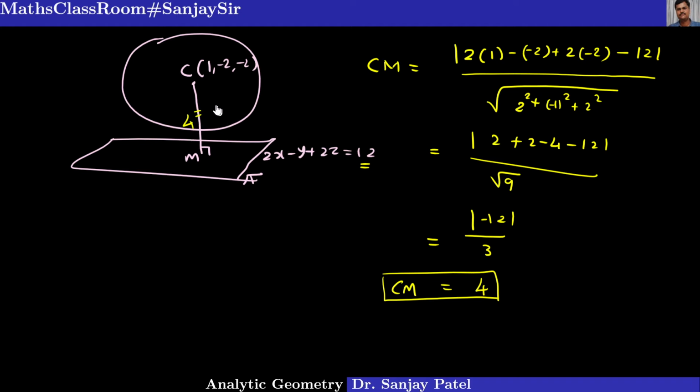Okay, and what is the radius? Radius of the sphere is 5. That was 5 we have found. So actually we have to redraw the figure because this CM is smaller than 5. So the conclusion is, clearly CM is less than the radius because CM is 4 and the radius is 5. So the conclusion is S intersection pi is non-empty, rather it is a circle.